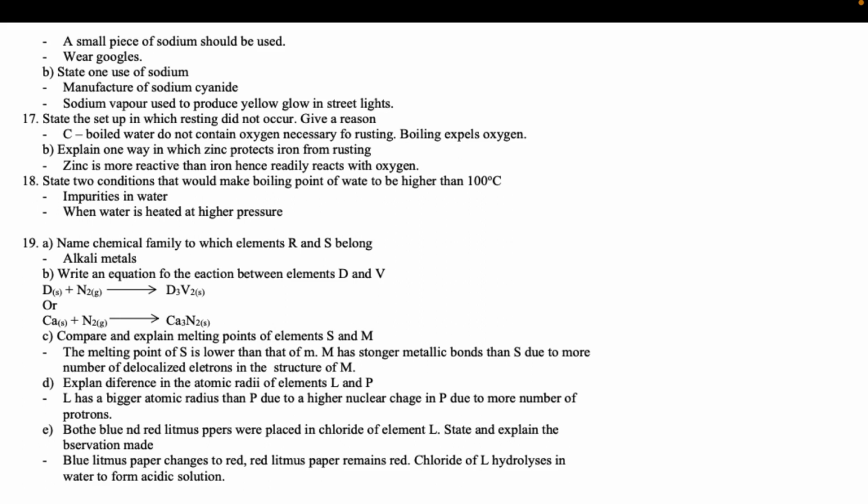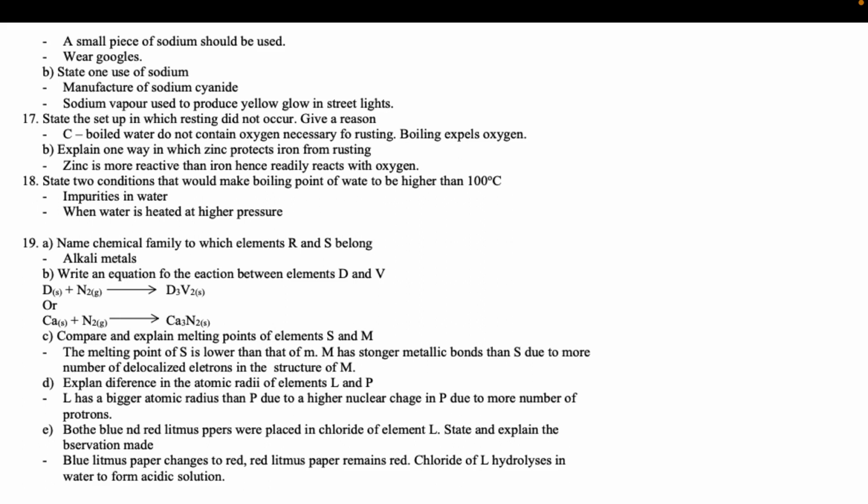A. Name the chemical family to which elements R and S belong. Alkali metals. B. Write an equation for the reaction between elements D and V. C. Compare and explain the melting points of elements S and M. The melting point of S is lower than that of M. M has stronger metallic bonds than S due to more delocalized electrons in the structure of M.